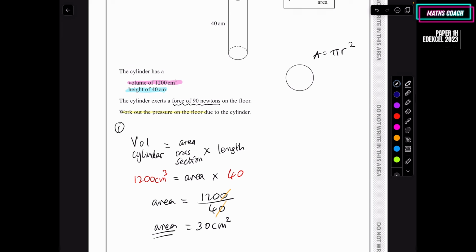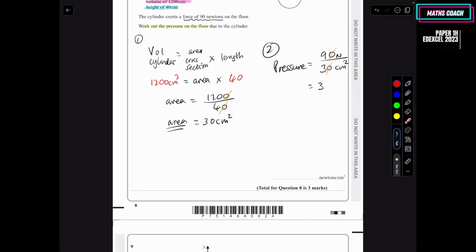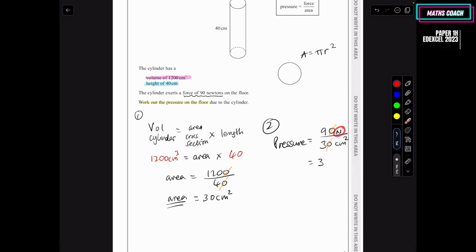Now, we've got our area. We can now find the pressure. So the pressure formula is force, which is 90 newtons, divided by the area, which is 30 centimeter squared. Again, no calculator, let's cancel the zeros. 9 divided by 3 is 3, so it's 3. Now the units, it's usually given here, or it is given here, but if you didn't know, it's Newton over centimeter squared. So you could write Newton per centimeter squared like that.